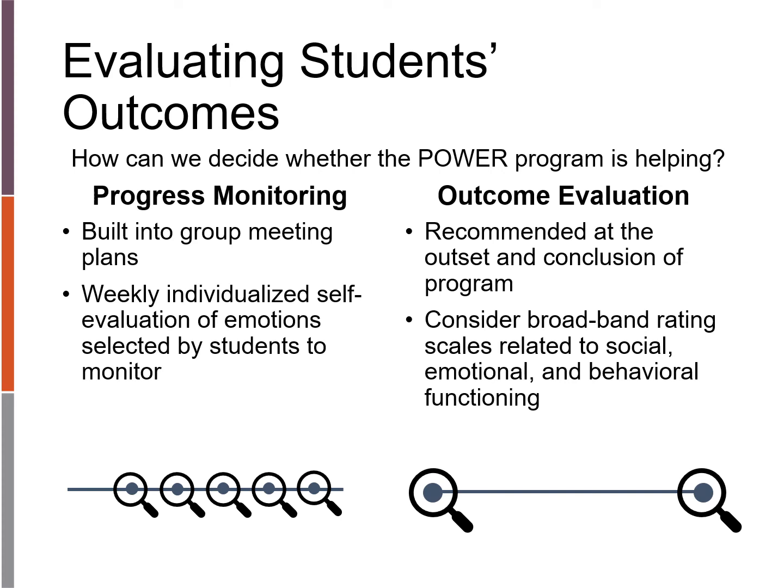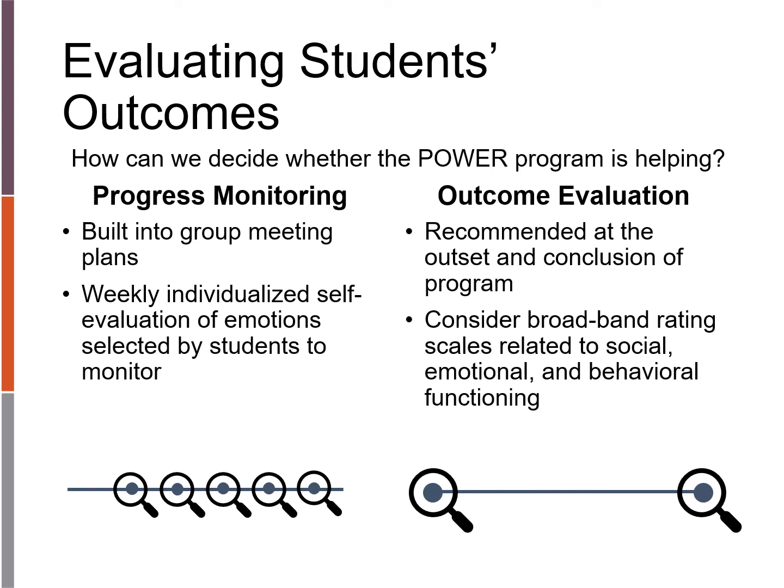All mental and behavioral health intervention programs must be evaluated for their effectiveness. This can be done through progress monitoring and outcome evaluations. As mentioned earlier, each session includes a progress monitoring component where students rate their emotion goals for the week. The Data-Based Decision-Making Guide also includes information about additional progress monitoring methods that can be used.